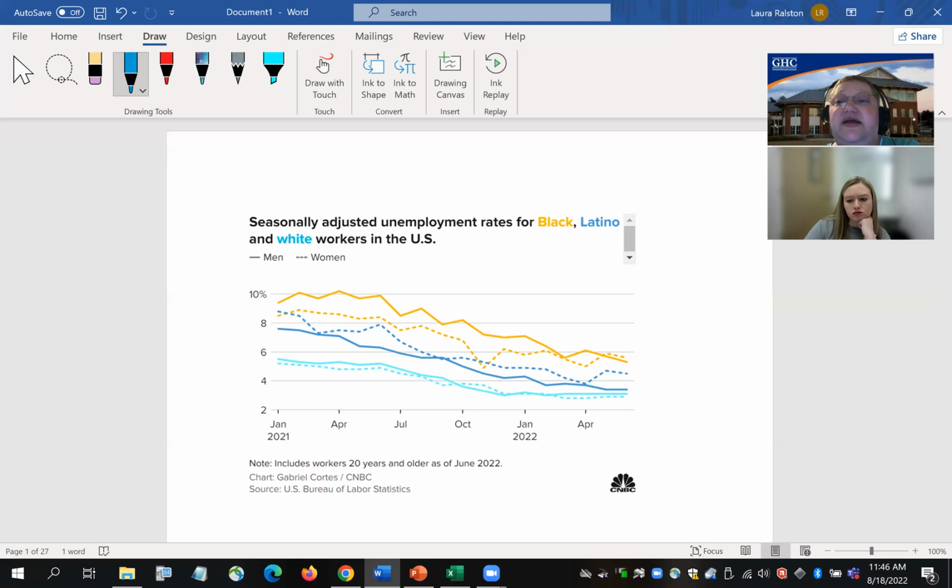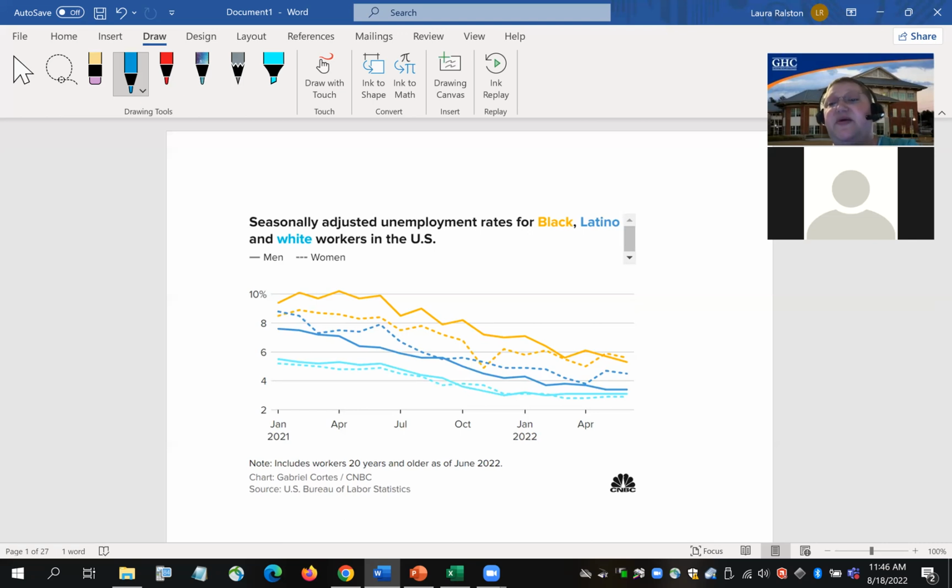Abigail, would you mind unmuting and maybe give us one of the observations that you've made? So you can see from January to April, there's a decline across all races that they're tracking unemployment rates for. Very good. That's a good observation. Thank you, ma'am. Catrice, what about you?